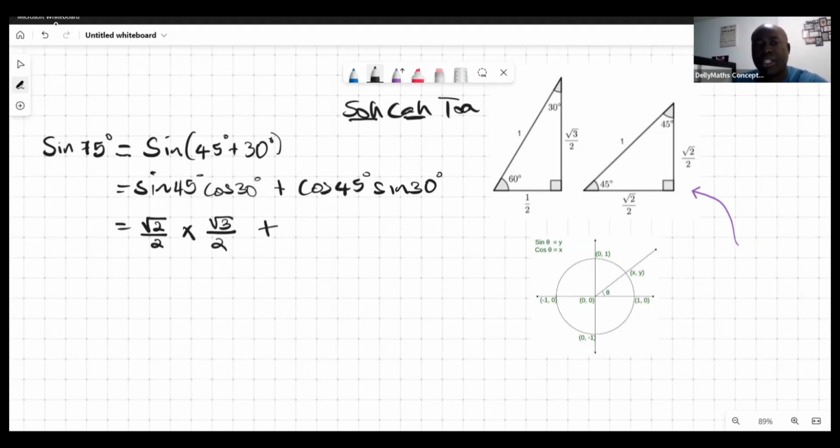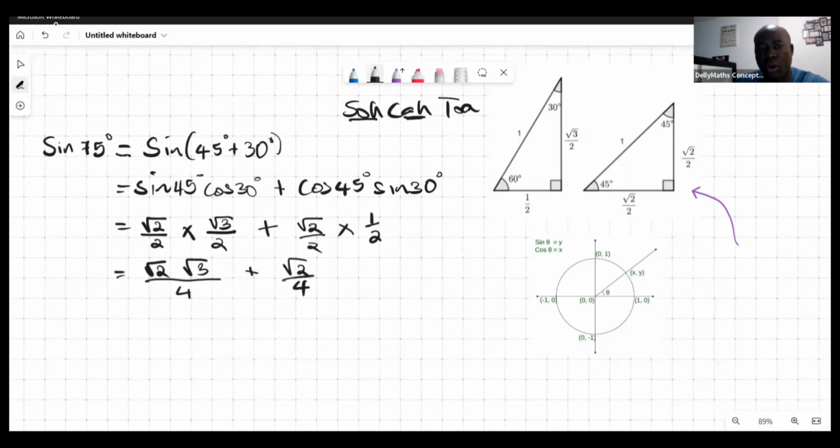And we want to add that to the product of the cos of 45. And the cos of 45, going back where 45 is, I'm going to get root 2 over 2. And I need to multiply this by the sine of 30 degrees, and I'm going to get a half. So using those special triangles, I'm able to come up with these values. So all I'm going to do is carry out multiplication. Basically then what I'm looking at is root 2 times root 3 all over 4 plus root 2 over 4.